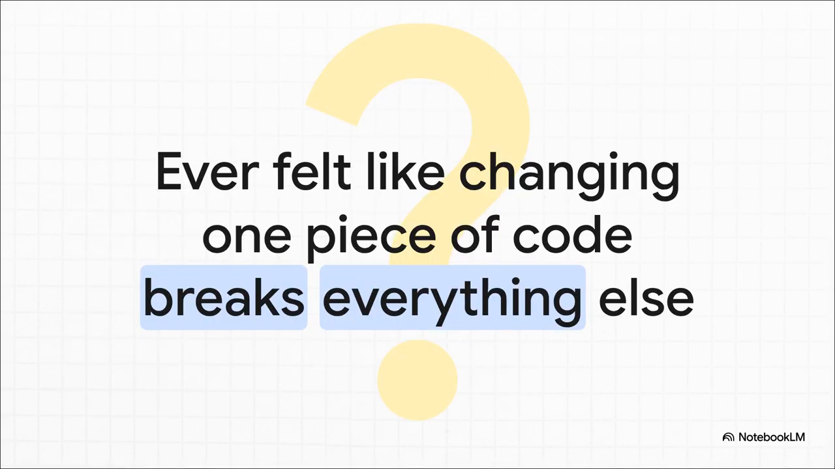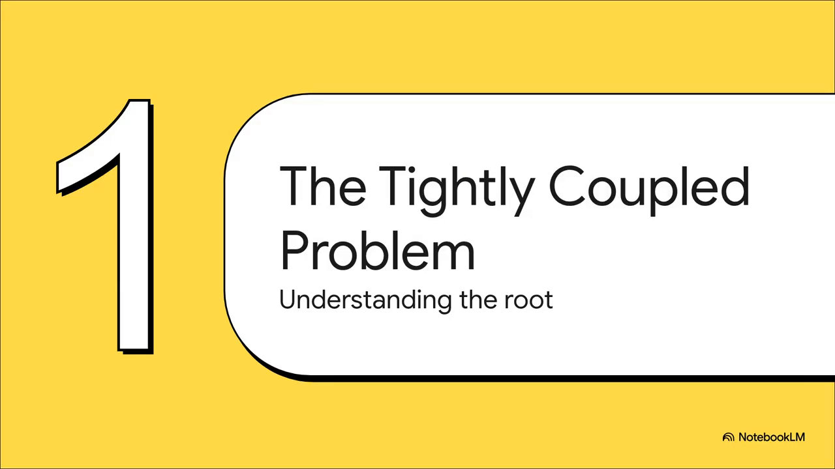All right, let's kick things off with a question that I think every single developer has felt in their bones. You know that feeling, right? You make what you think is a tiny, simple change over here, and suddenly your whole application just explodes in a chain reaction of errors. It's a nightmare. Well, that tangled mess, that's exactly what we're here to talk about, and more importantly, how to fix it.